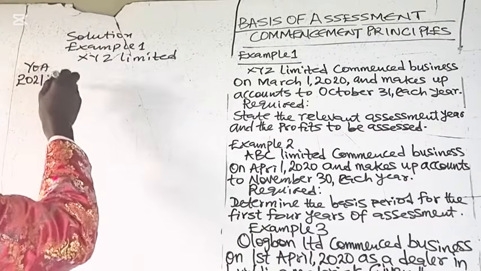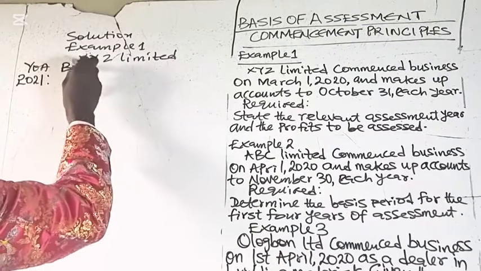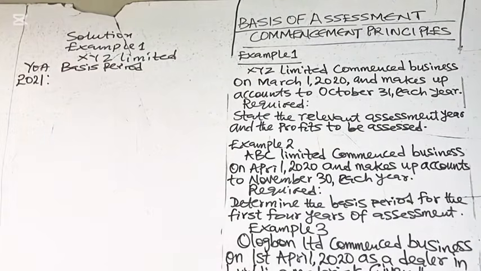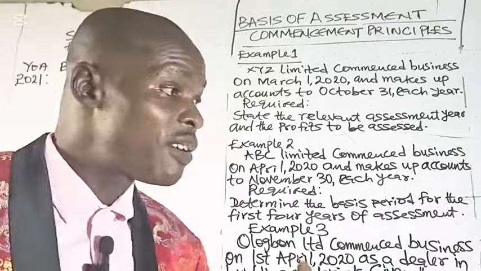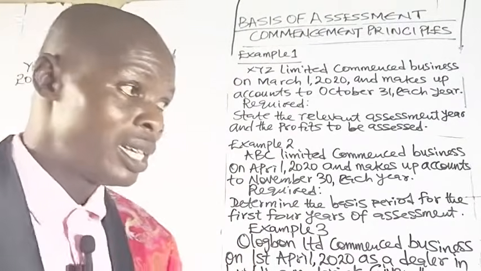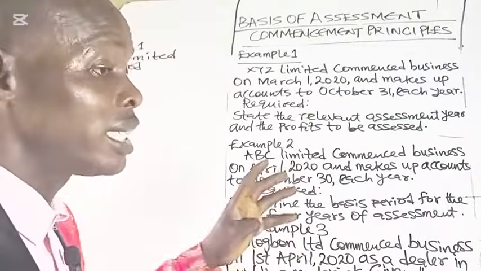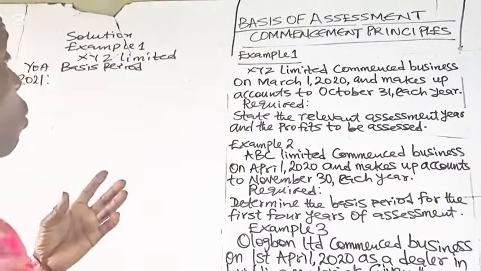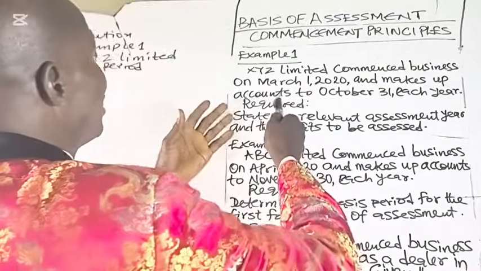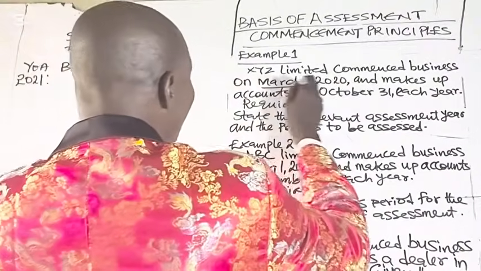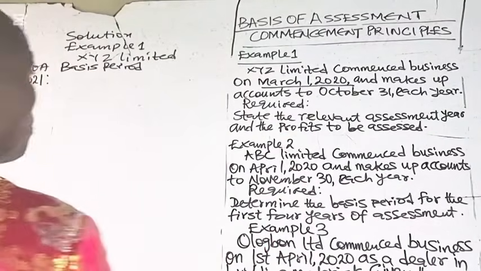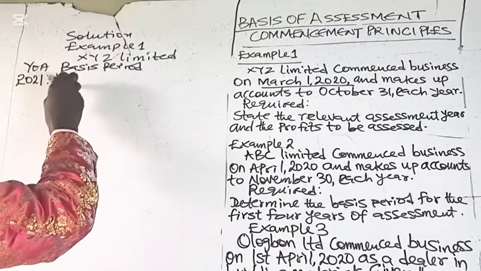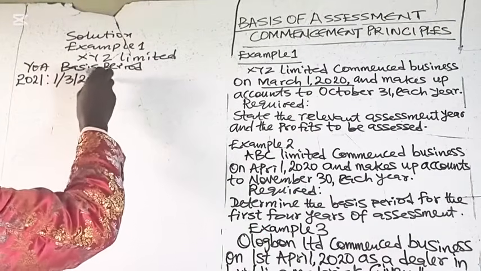After the year of assessment, then we have the basis period. You can apply the rule governing the first year. Remember, we said that for the first year of assessment, the assessable profits shall be the profits from the date on which it commenced to carry on such trade. Now, the question is, what date does this business commence? It commenced on 1st of March 2020. That means the basis period will start from 1st of March year 2020.